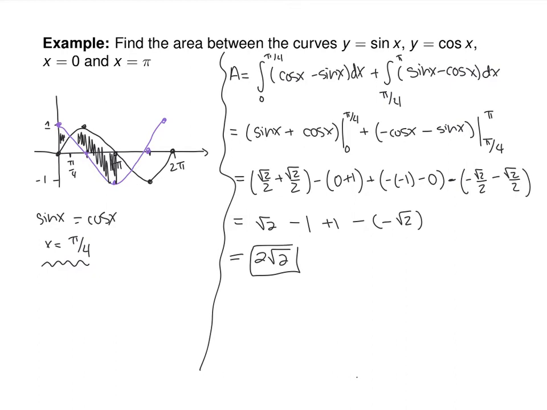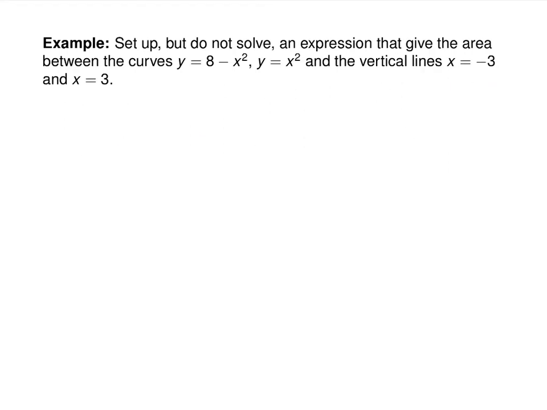If you do not break this integral into two pieces, you are not going to get the correct result. So set up, but do not solve, an expression that gives the area between the curves y equals 8 minus x squared, y equals x squared, and the vertical lines x equals positive and negative 3.